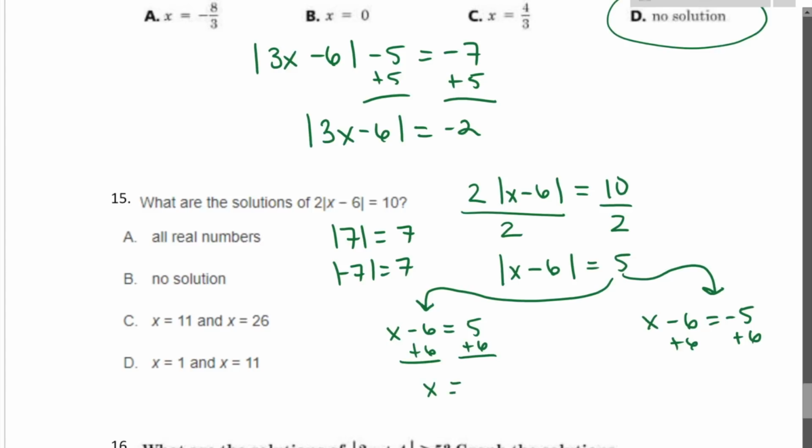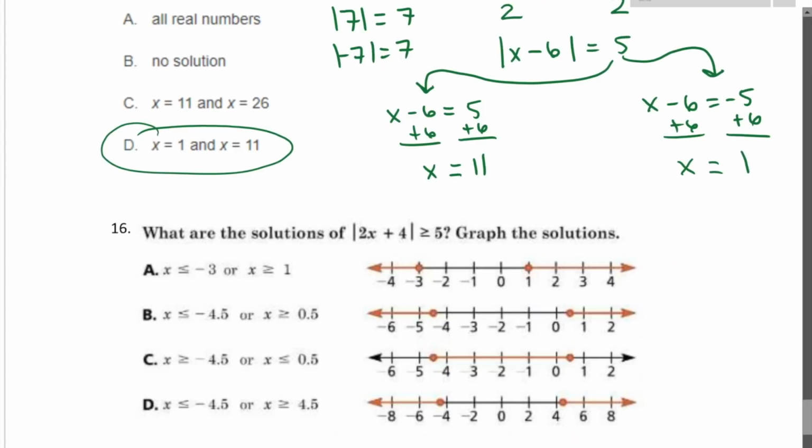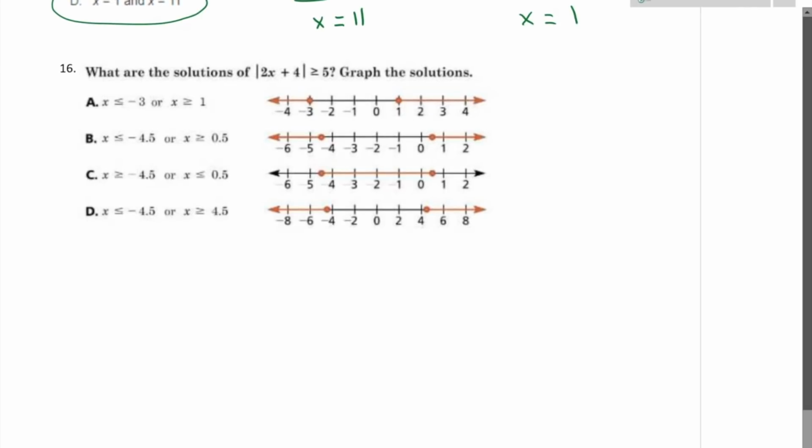This is 5 plus 6, which would be 11. The other one is going to be, you owed somebody $5, you paid them $6, you owe them $1. So is there one that says 11 and 1? Yes, it is D. Okay, almost done. I think this is our last problem. Yep. All right, last problem.